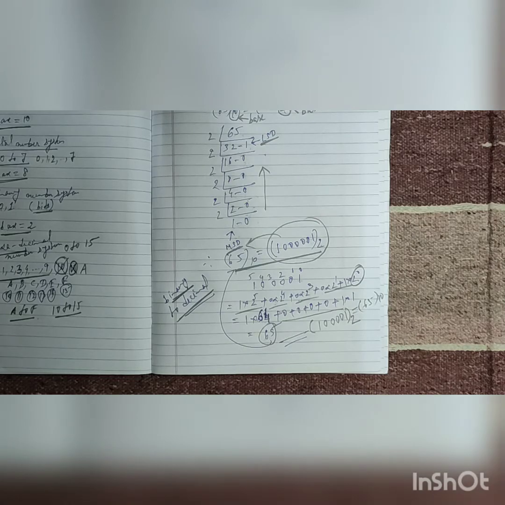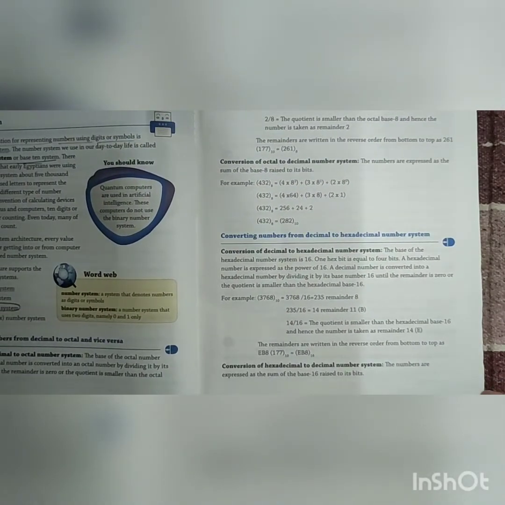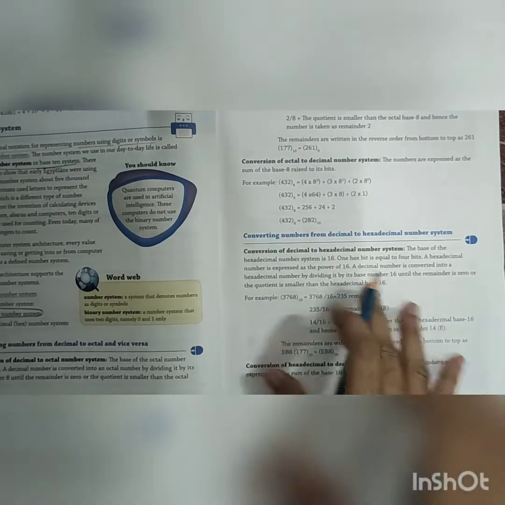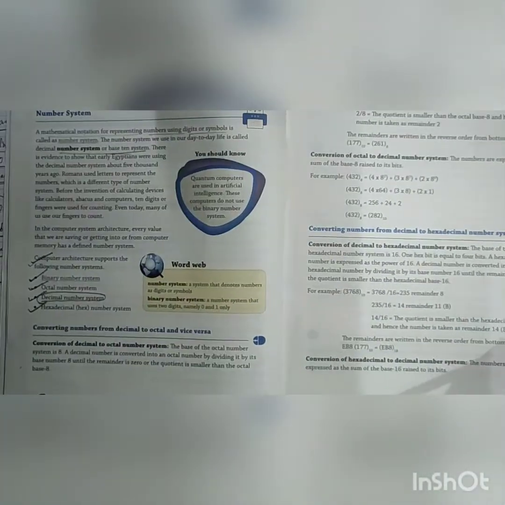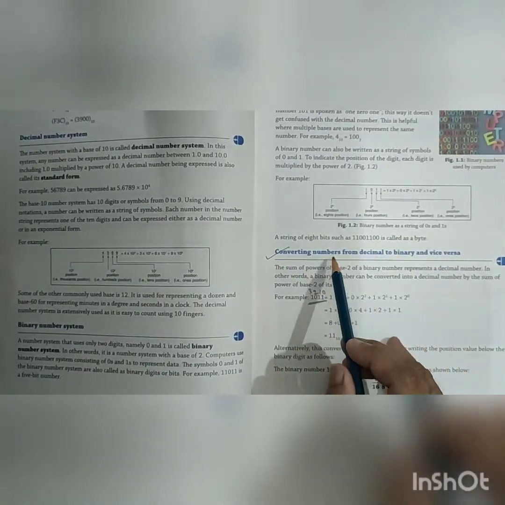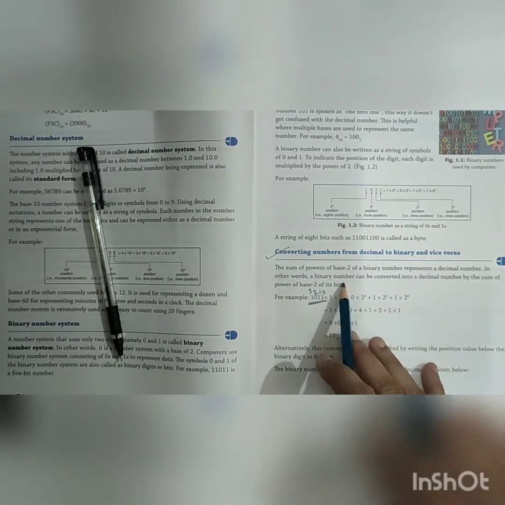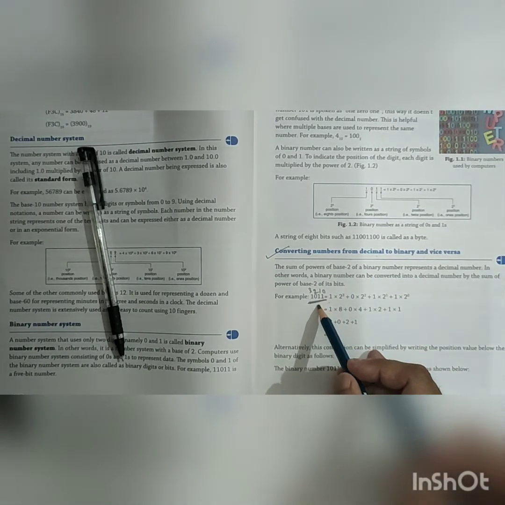Now I'll show you in your book. Examples are given in your book. Just a minute please. Converting numbers from decimal number system to binary number system. It is given 1 0 0 0.